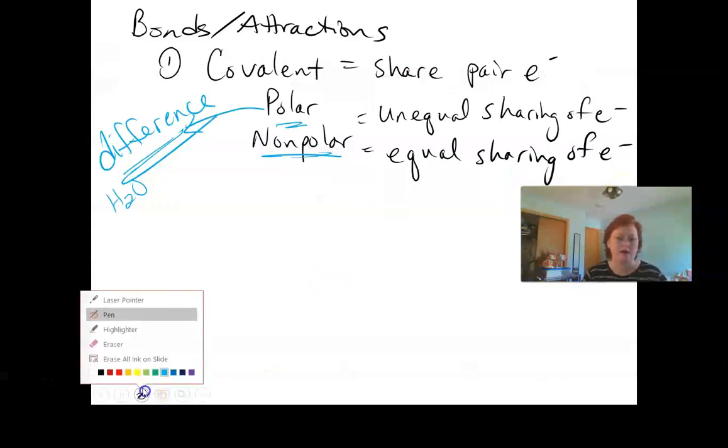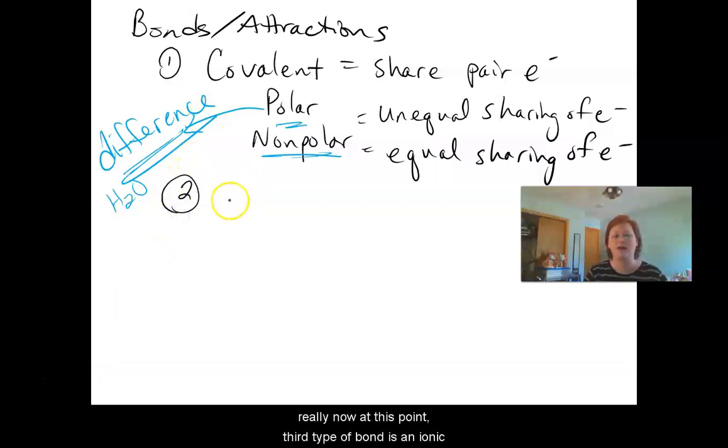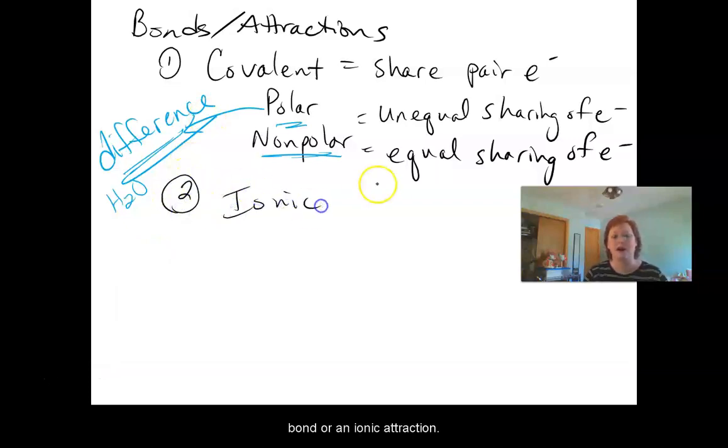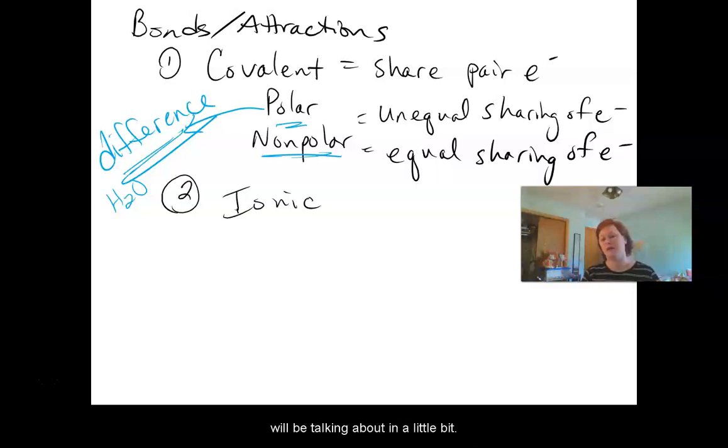All right, let's go back here. My second, or really now at this point, third type of bond is an ionic bond or an ionic attraction. Now in the chemistry world, the only really true bond is a covalent bond, and there are lots of different types of covalent bonds. We are going to use covalent bonds to build all these really big molecules within our bodies.